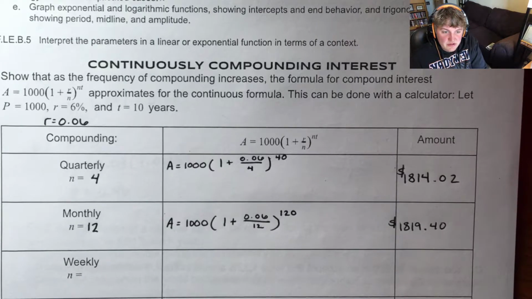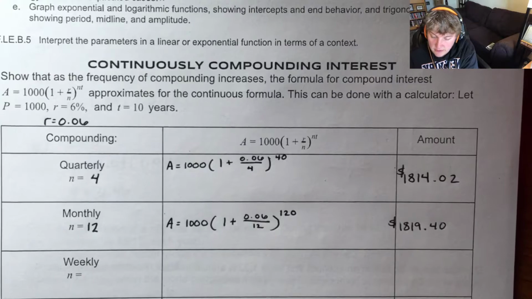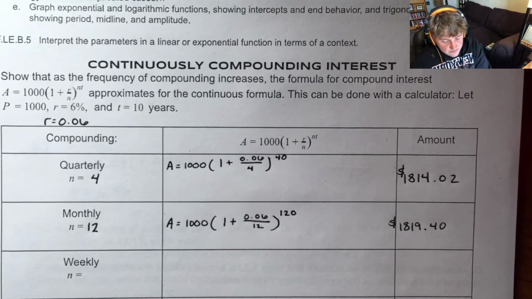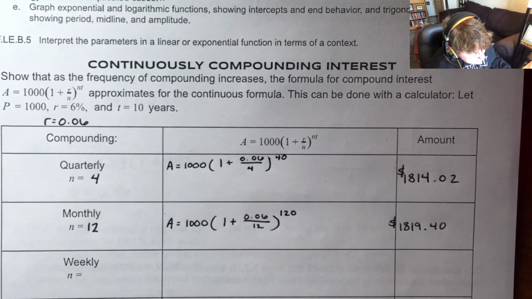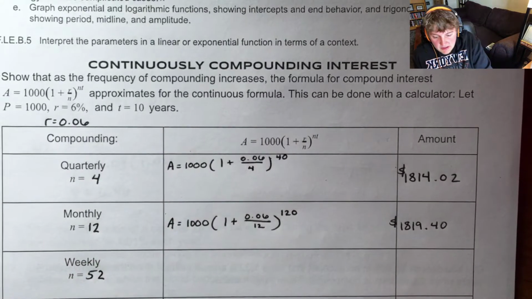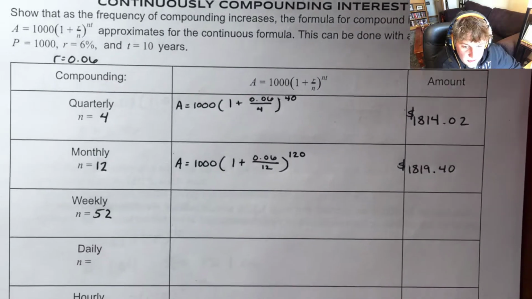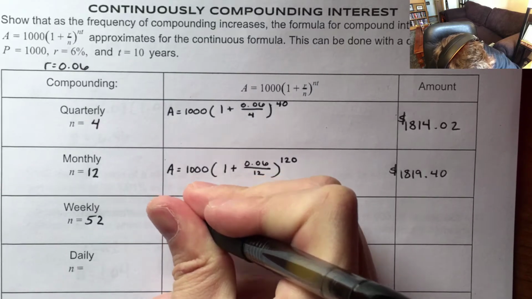Okay, so as we move to the next one, we need to know how many weeks are in a year, which is going to be 52. If I want to compound this weekly, I need to figure out how many weeks are in a year, which is 52. So we can go ahead and do the same thing.